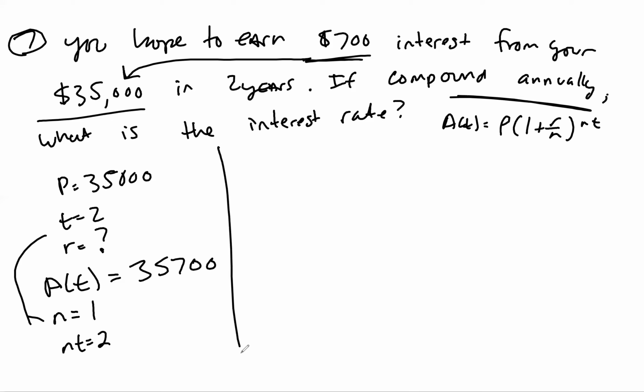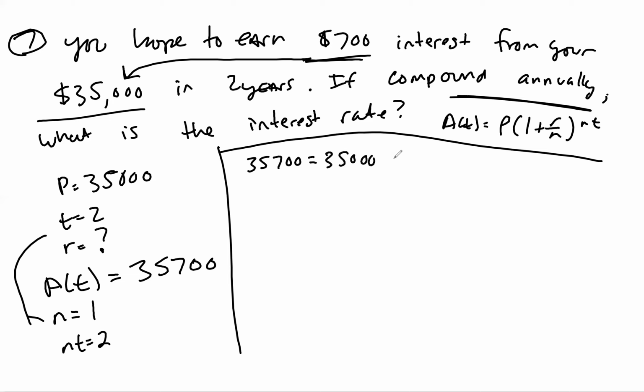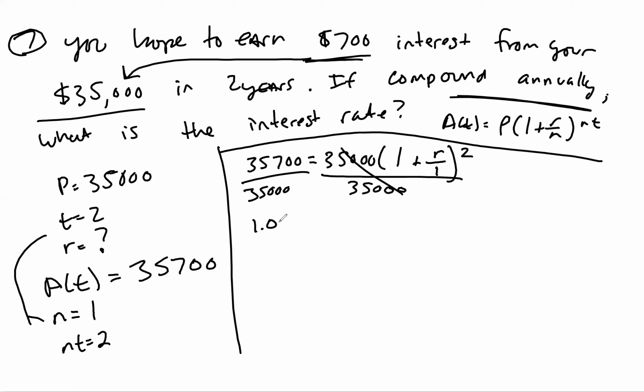We're going to have A of T, which is $35,700, equals P, which is 35,000, parenthesis 1 plus the rate, which is what we don't know, so just leave it as an R. The N value is a 1, and the NT is a 2. We have to remember that this 35,000 is not being raised up, so we're going to divide both sides by $35,000. On the left-hand side, the number that I get is 1.02. On the right-hand side, the $35,000 divides out, leaving me with 1 plus the rate.